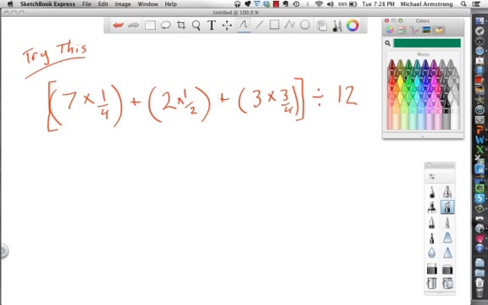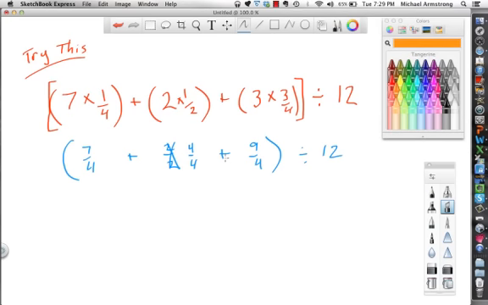We already know what these answers are, so I'm going to probably kind of squeeze through pretty quickly. 7 times 1/4 was 7/4. Plus 2 times 1/2 was 2/2. Well, we could just write this as 4/4, okay, instead of 2/2. Because if we keep our denominators the same, that might make our life easier. 3 times 3/4 was 9/4. And then we keep our parentheses here, and we divide by 12. And then we move down and we do the next step.